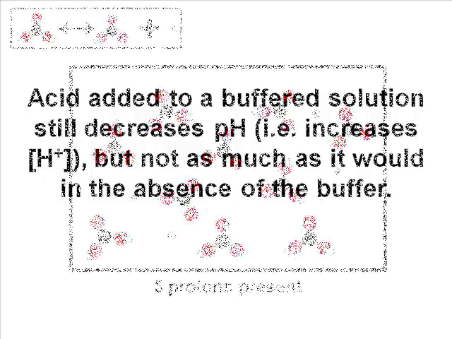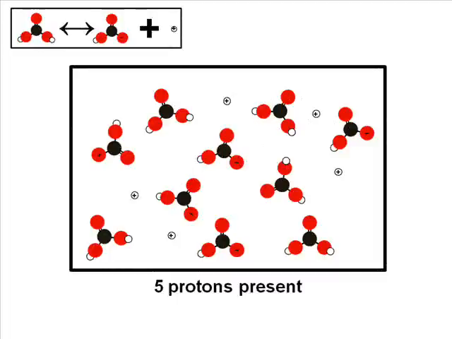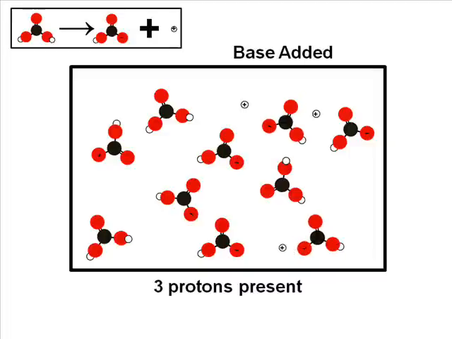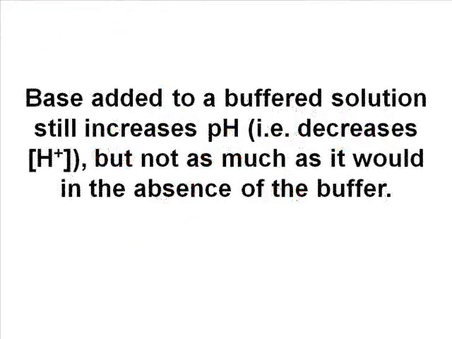By contrast, here's our same starting solution with 5 protons present, and I'm going to add a base to the solution and take out some of them such that the number of protons has dropped to 1. In this situation, some of the carbonic acid molecules will dissociate to free up some extra protons. Now again, they've acted as proton donors. The number of protons is still lower than it was when we started, but it's gone to 3 instead of 1. When a base is added to a buffered solution, the pH still increases, hydrogen ion concentration still decreases, but not as much as it would in the absence of the buffer.